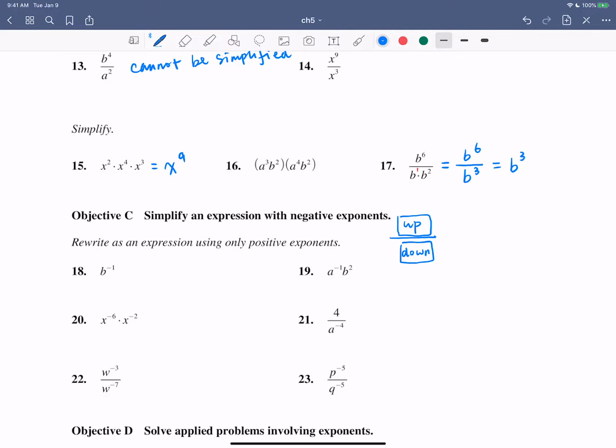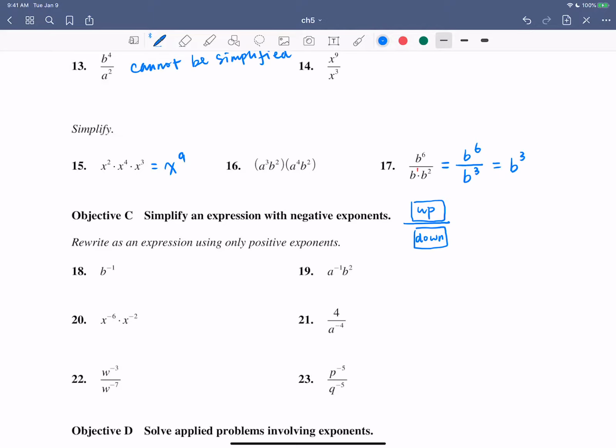The factors in the expression are the tenants of this two-story apartment. If a tenant is attached with a negative exponent, you're going to move it to a different floor. So let's use an example to demonstrate this idea. Number 19, a to the negative 1 times b squared.